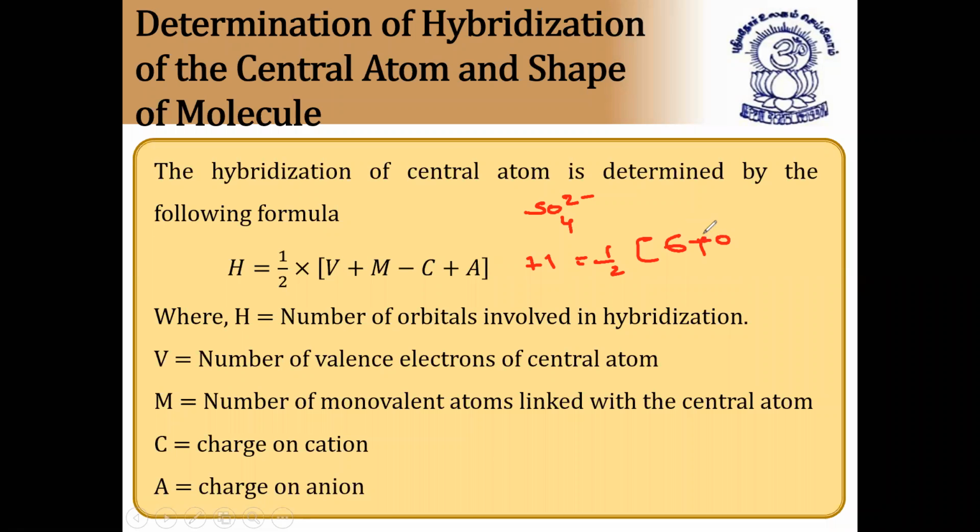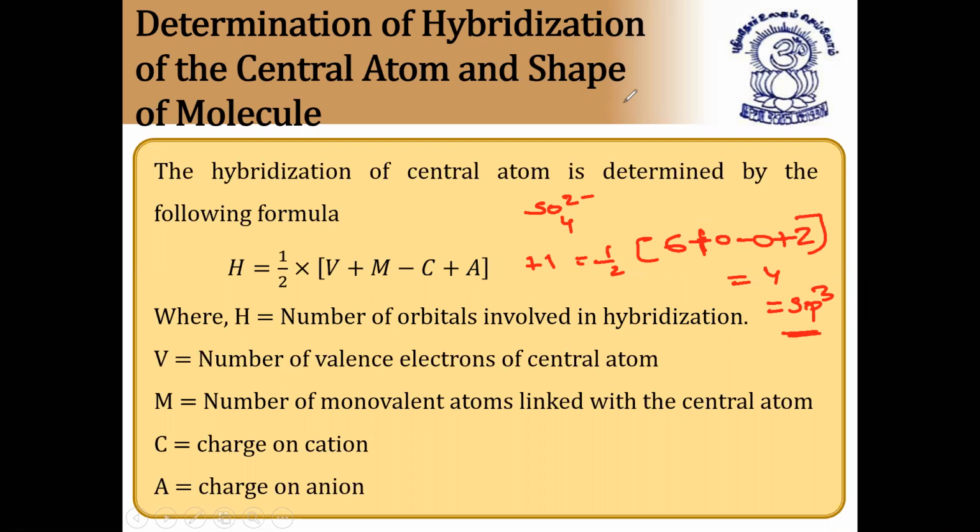6 plus 0 minus 0, because no cations, plus how many anions? 2. Only the number we have to write, not the sign, for the anion. So 2. 8 by 2 means 4. 4 means sp3 hybridization. What hybridization? sp3. So where H is equal to number of orbitals involved in the hybridization, H is equal to 4 means sp3.